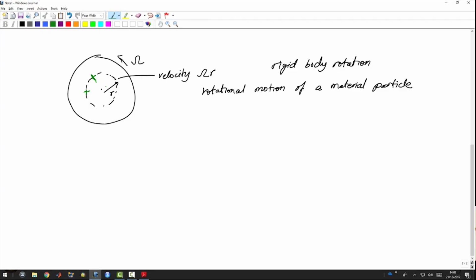But because of the rigid body rotation, the overall curl of velocity in this case will also be non-zero. So we do have local rotation in this case, because the object itself is rotating. We can also look at another type of flow.